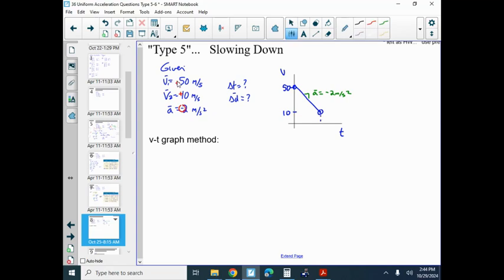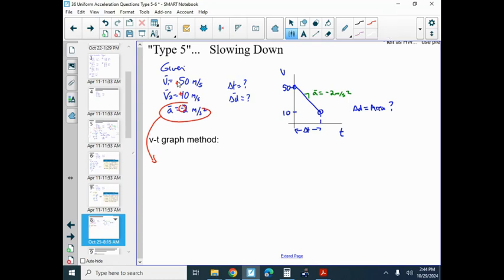I guess maybe I might just put this down and point out that there's a delta t here that's missing that we're going to get. And then you could also point out delta d equals the area, and we don't know it as well. Okay. So yeah, I think I would go ahead and start with the acceleration slope concept.